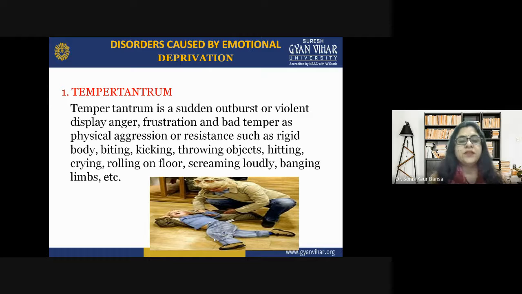So temper tantrum, I had discussed with you. A temper tantrum is a sudden outburst or violent display of anger, frustration, and bad temper, as physical aggression or resistance, such as a rigid body, biting, kicking, throwing objects, hitting or crying, rolling on the floor, screaming loudly, banging limbs, etc. You can see this from the picture also. The mother is trying to handle the child and the child is lying down on the floor, rigid with his body, and not getting up. So these are temper tantrum symptoms.